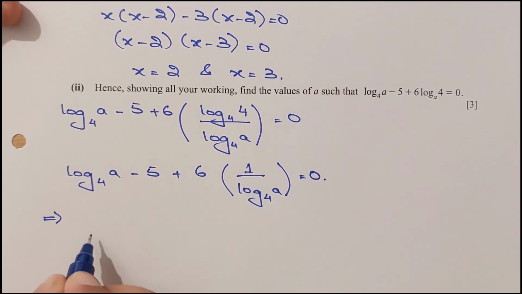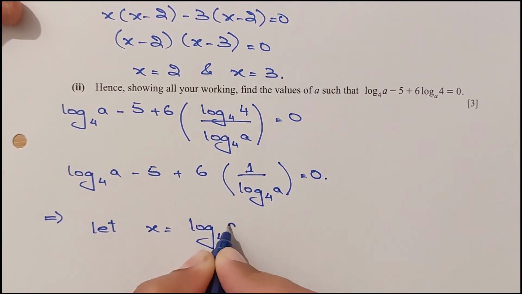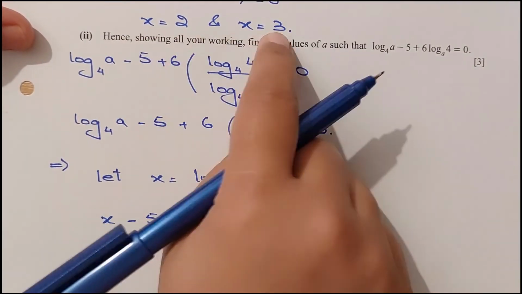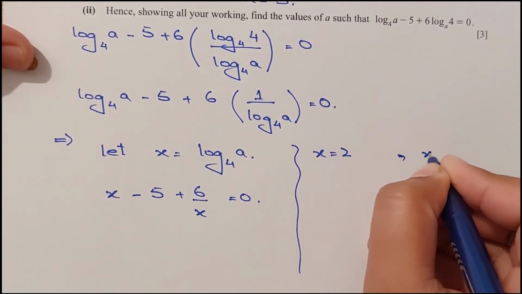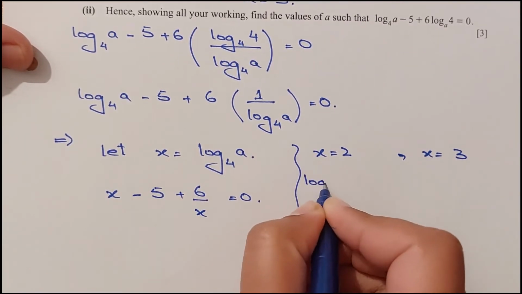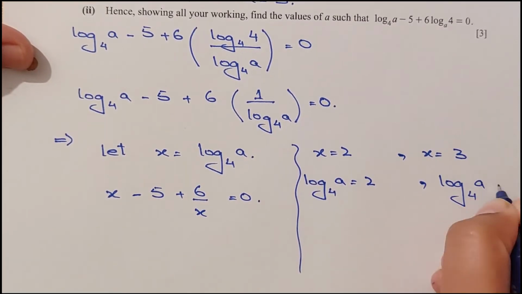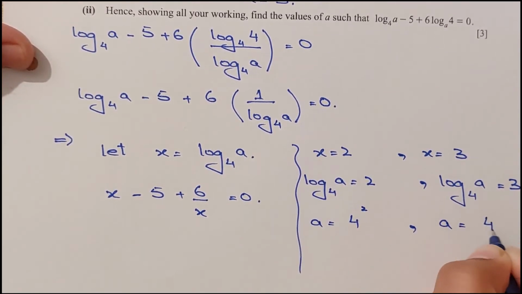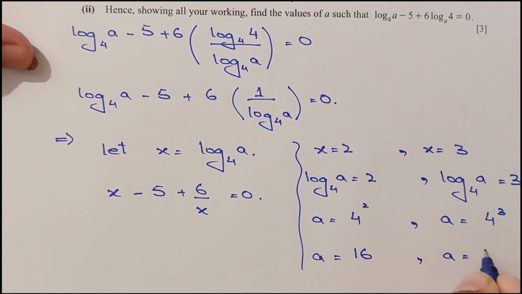So if we compare it with the first one, we have the two values. Let x equal log 4a, right? So we have x minus 5 plus 6 over x equals 0. Comparing with this one, we have two values of x: 2 and 3, right? So x is log 4a equals 2, and log 4a equals 3. So here a equals 4 exponent 2 and here a equals 4 exponent 3. Okay, so a equals 4 squared is 16 and 4 cubed is 64.